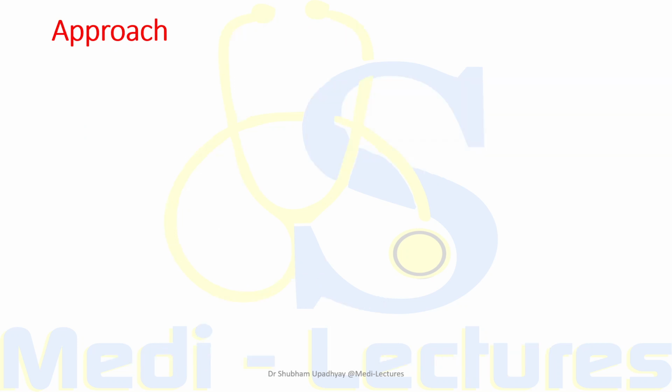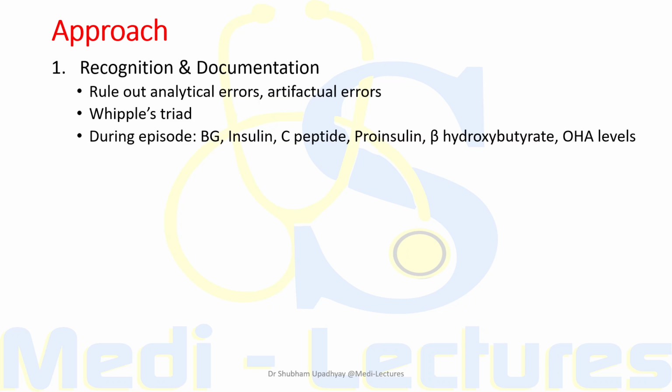Coming on to the final part, that is, the approach to a patient with hypoglycemia. First of all, diagnosis of the hypoglycemic mechanism is critical for the selection of therapy that prevents or at least minimizes recurrent hypoglycemia. First we have to recognize and document whether hypoglycemia is present or not. So firstly we will rule out any analytical errors, artifactual errors in blood collection, etc.